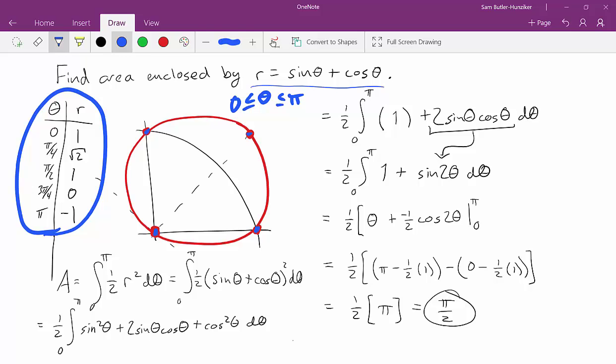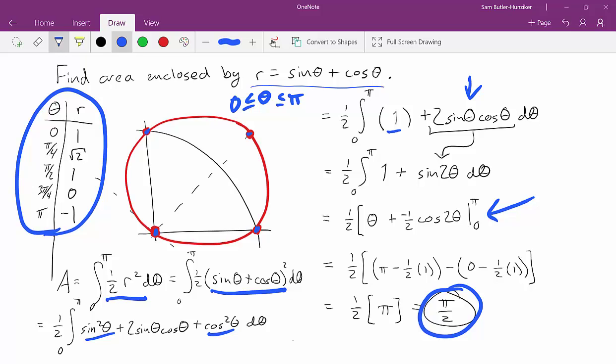But then we have our simple integrand, 1/2 r squared, plugging r squared in and using a couple trig identities. First off, sine squared plus cosine squared equals 1. Secondly, our 2 sine cosine is equal to sine 2 theta, which makes our integration pretty simple. And our answer of pi over 2.